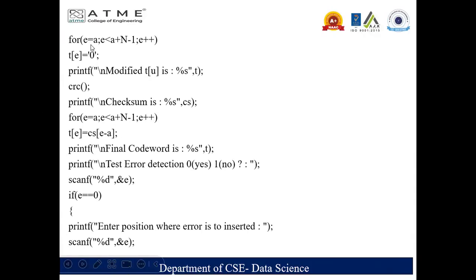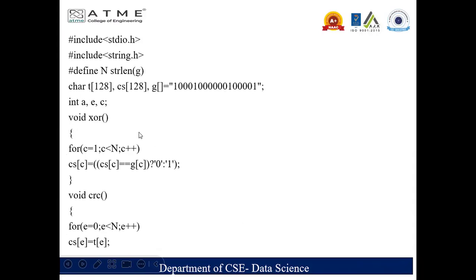Next, we are going to run the for loop. Here the for loop mainly checks how many zeros are going to be appended to the data. n-1 zeros are appended to the data, and it prints that modified data. After appending the zeros, it prints that particular data, and then calls the CRC function.